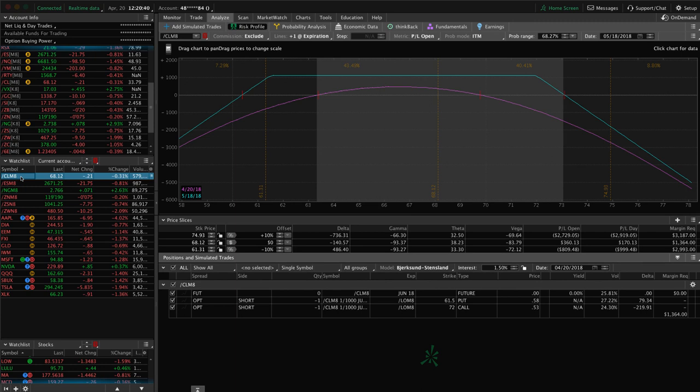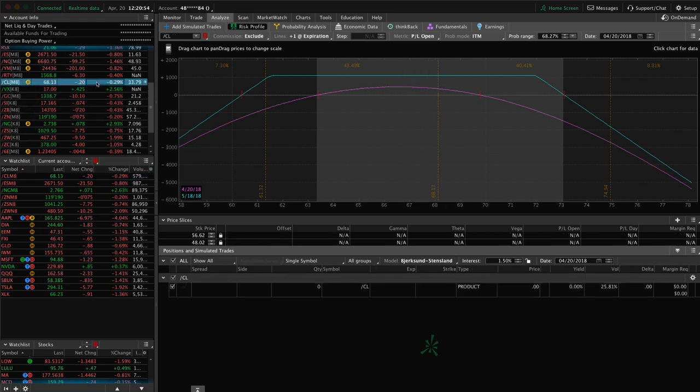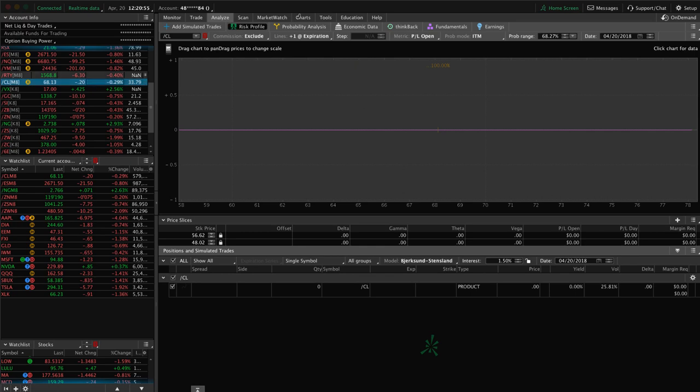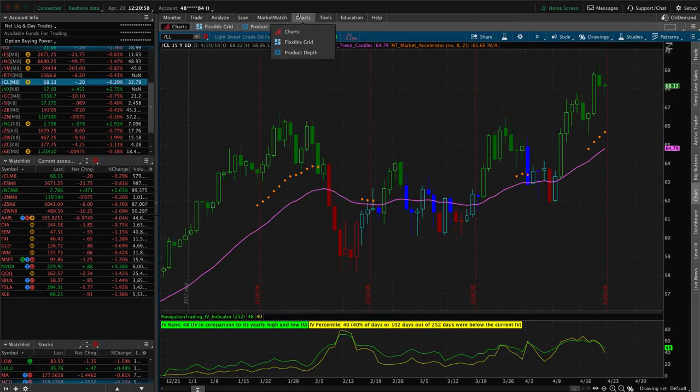One is CL, oil. Got a nice little profit in oil, looking for about 40 to 50% of max profit. So if we get a little bit more down move and some more contraction in implied volatility, potentially could book that next week. Let's take a look at the charts.